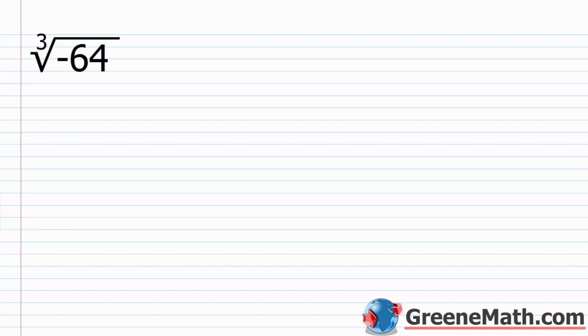So if I have something like the cube root of negative 64, we would just think about what number cubed, what number raised to the third power gives us negative 64. Well, I know it's negative, right? Because negative times negative times negative would give me a negative. So I just need to work out 64 and think about the factors there.